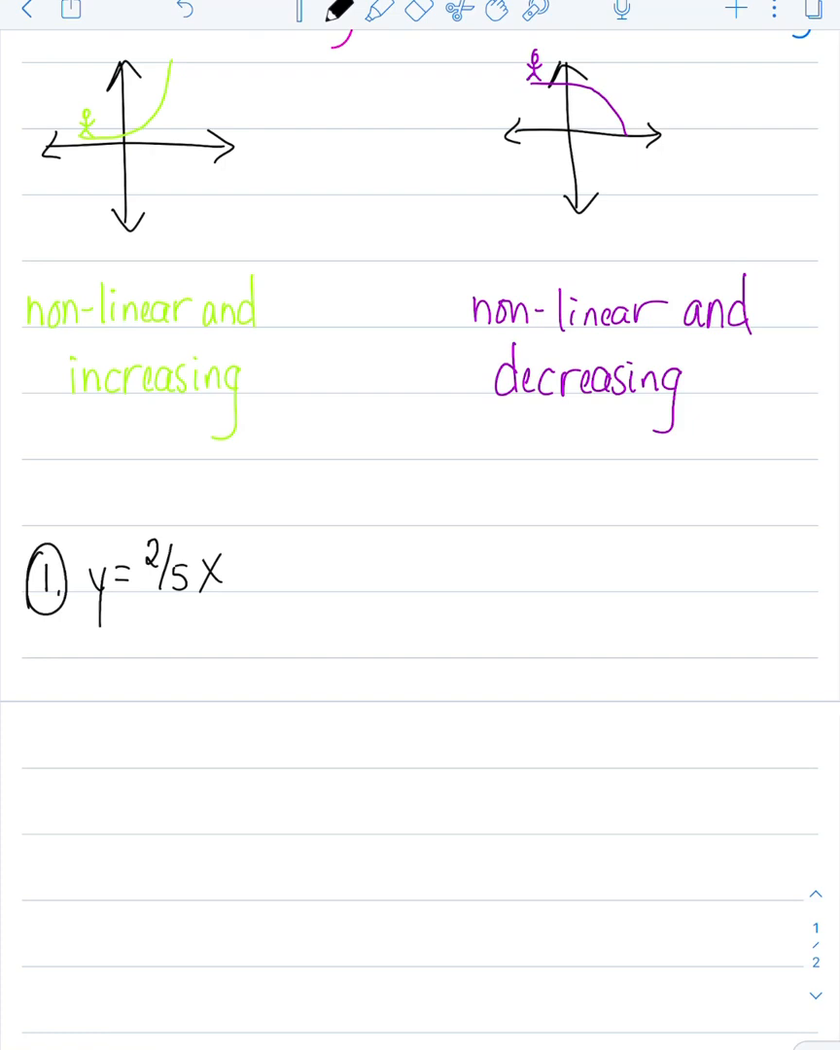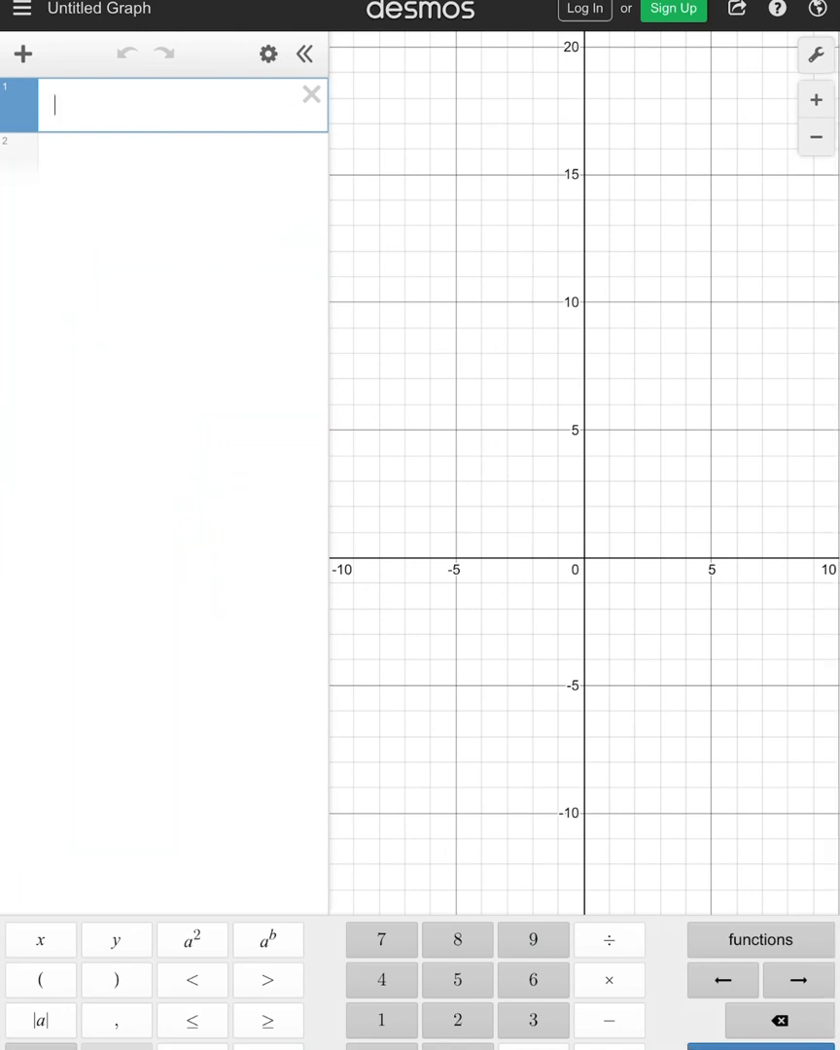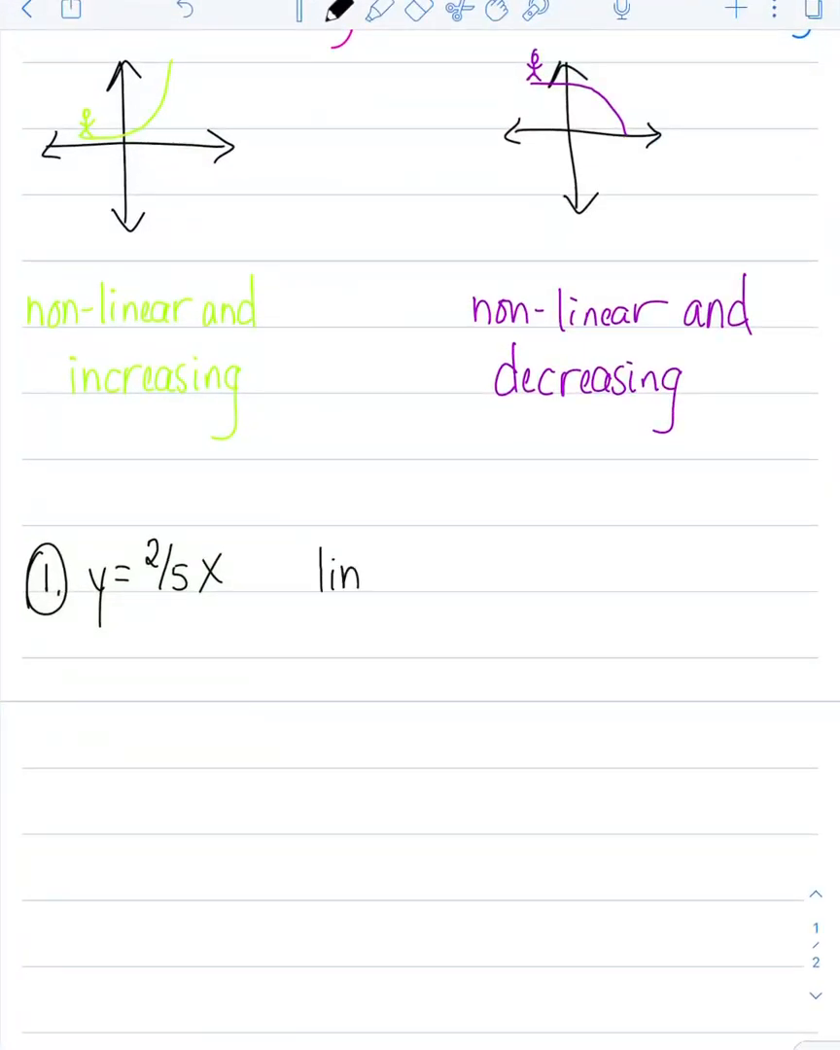So what you do, so we have y equals 2/5 x. You'll go to Desmos and you'll type that in. Y equals 2, and 2/5 is 2 divided by 5. And remember to use your arrow key to get out of that, and then type your x. So take a look at the graph. It looks like it's a straight line and it's going up. So this equation is linear and increasing. So let's try a couple more equations.